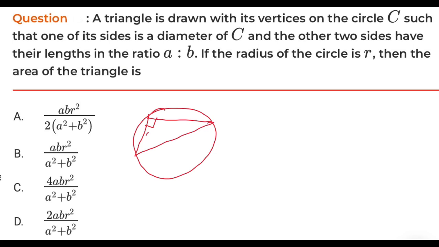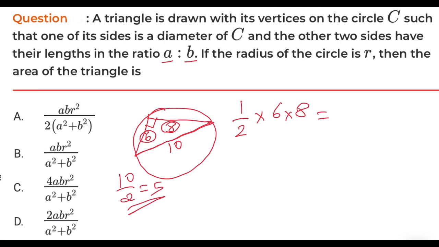Let's take the 6, 8, 10 Pythagorean triplet to solve this question. If you take the 6, 8, 10 triplet, the sides in the ratio A is to B are 6 and 8 in value, and the hypotenuse is the diameter of the circle. So the radius will be half of 10, which is 5. Now the area of this right angle triangle is half into the product of perpendicular sides, half into 6 into 8, that is 24. Now we plug in the value of A as 6, B as 8 and R as 5 in the options and check which of these yields the value 24 as the area. Very clearly it is your option D.